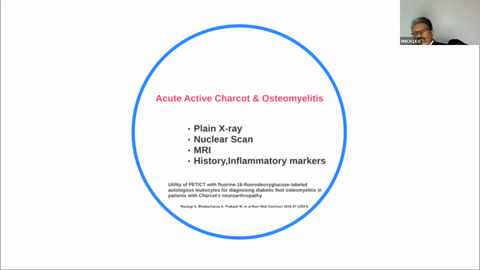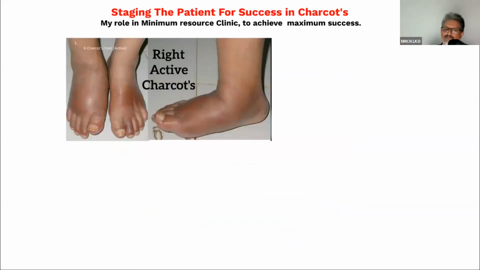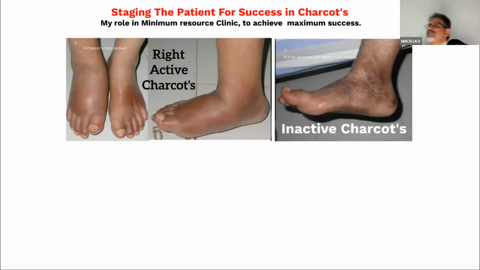Now, staging the patient for success in Charcot: as you clearly see here, on the right side there is a swollen foot, it is an acute right Charcot. We brought it back to normal. How could we get this? In 3 to 4 months.